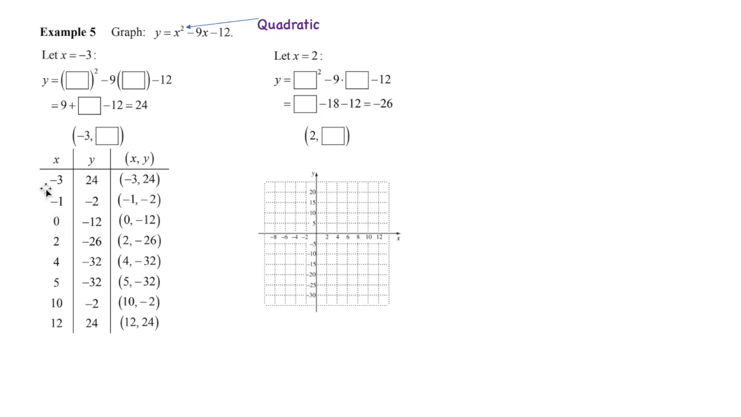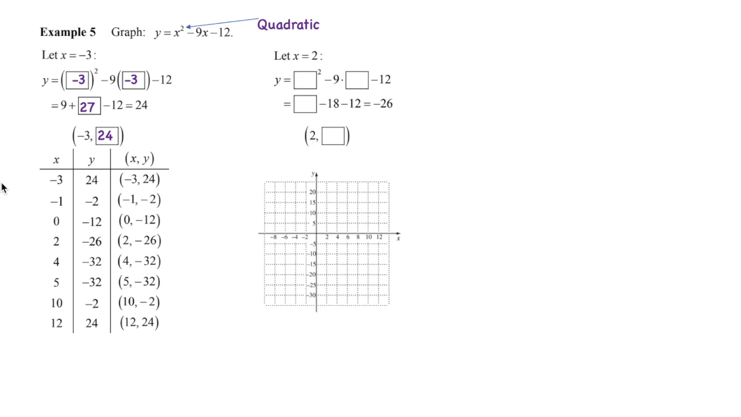I'm going to use x equals negative 3 to show us how we can do this. So when I use negative 3, I'm going to substitute negative 3 wherever I see x, giving us negative 3 squared. So negative 3 times negative 3 is positive 9. Negative 9 times negative 3 is positive 27. Minus 12 is 24 when we add them all together. So we have the coordinates negative 3, 24.